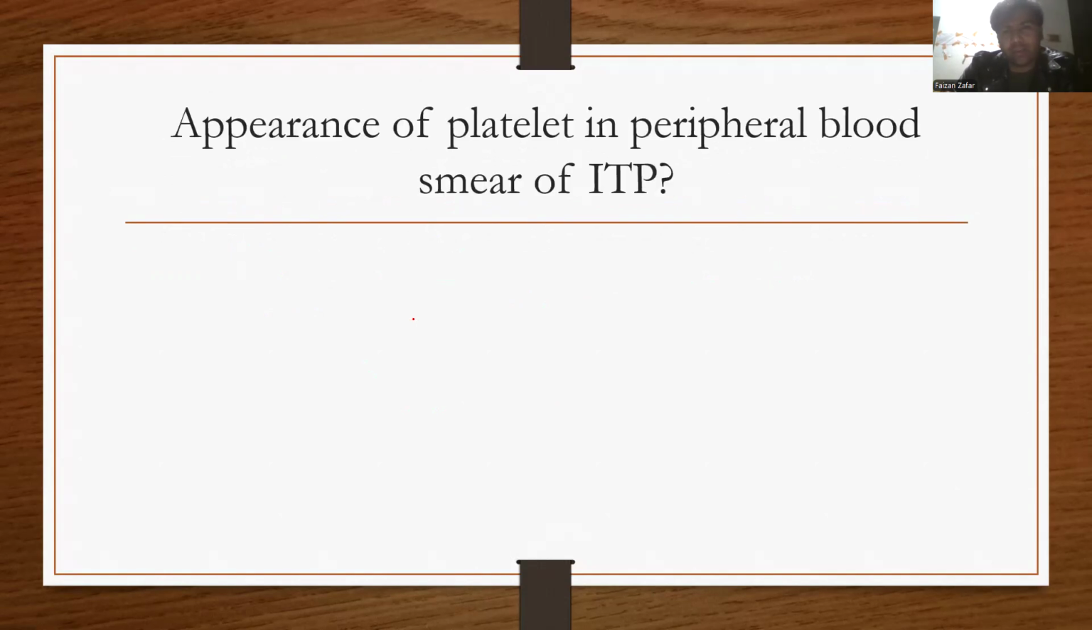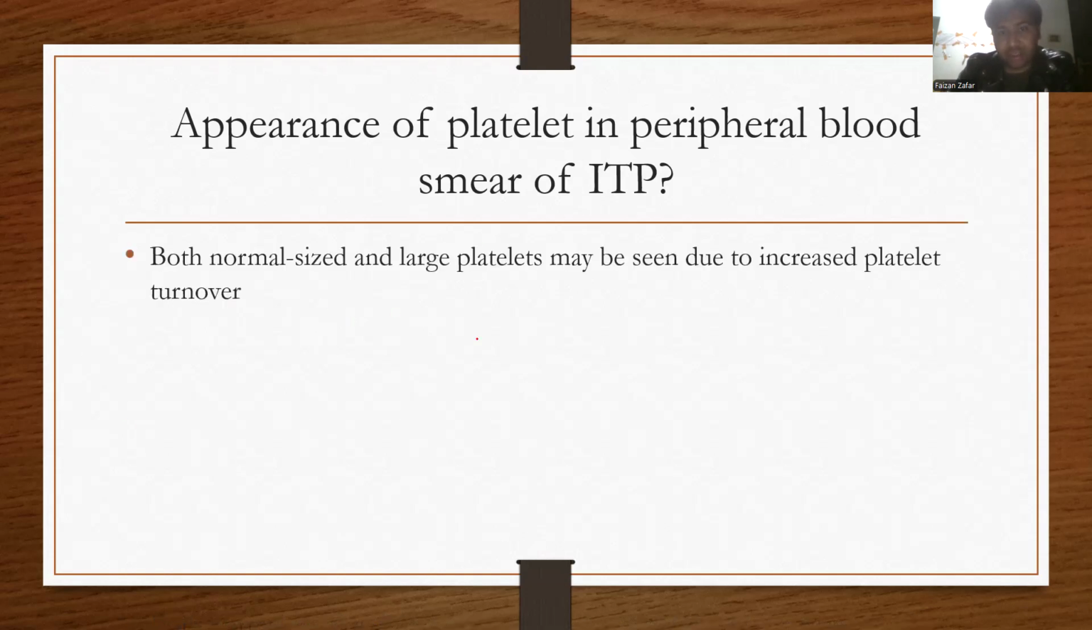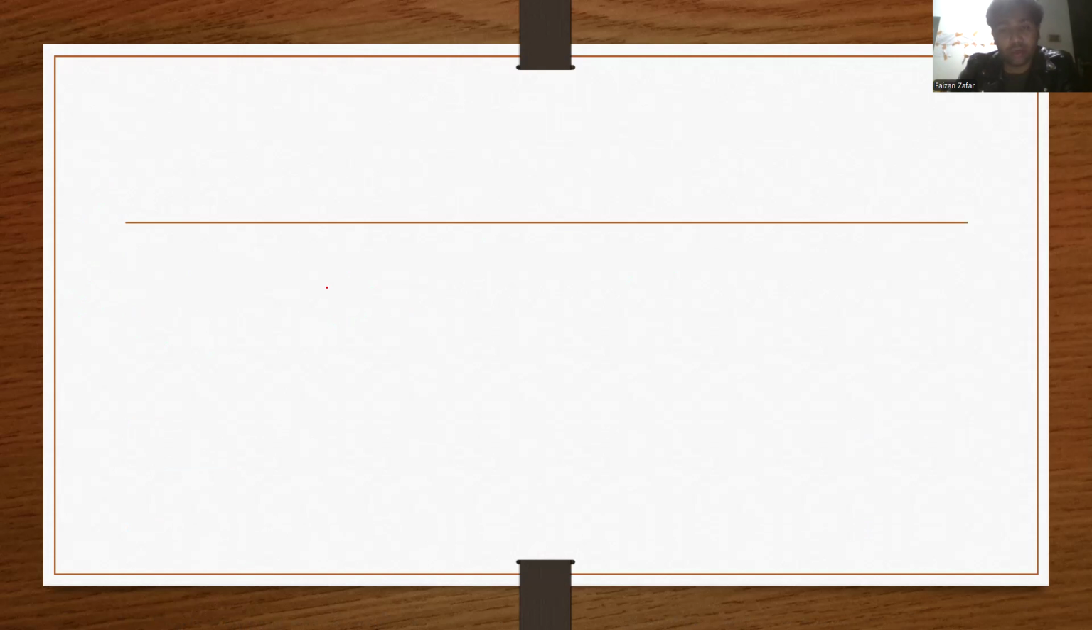Appearance of the platelet in the peripheral blood smear of ITP. The size or morphology of the platelet will remain normal, but some large platelets are also present because of increased turnover. So both normal-size and large platelets, the large platelets due to the increased platelet turnover. ITP, immune thrombocytopenic purpura, is an autoimmune disorder.